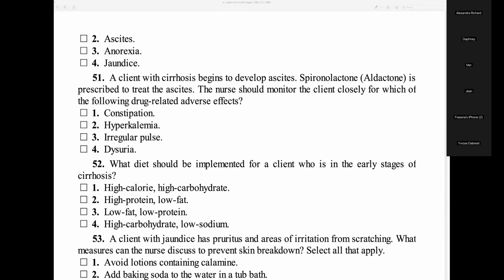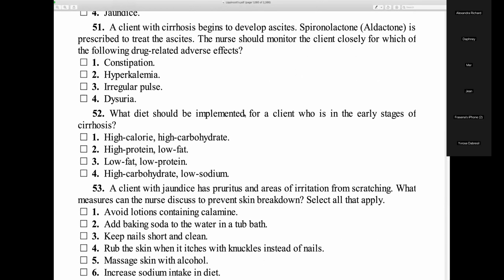Oh my gosh, what first one? Okay, 51. Somebody tell me in the chat. We're on question 51 now. What type of medication is spironolactone? It's a potassium sparing what? Is it a pain medication? Is it a blood pressure medication? Is it what? It's a diuretic. Very good.